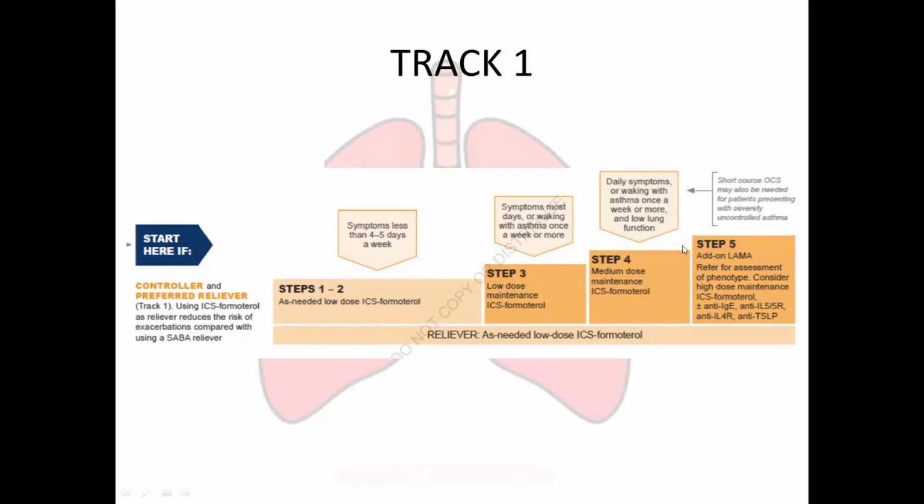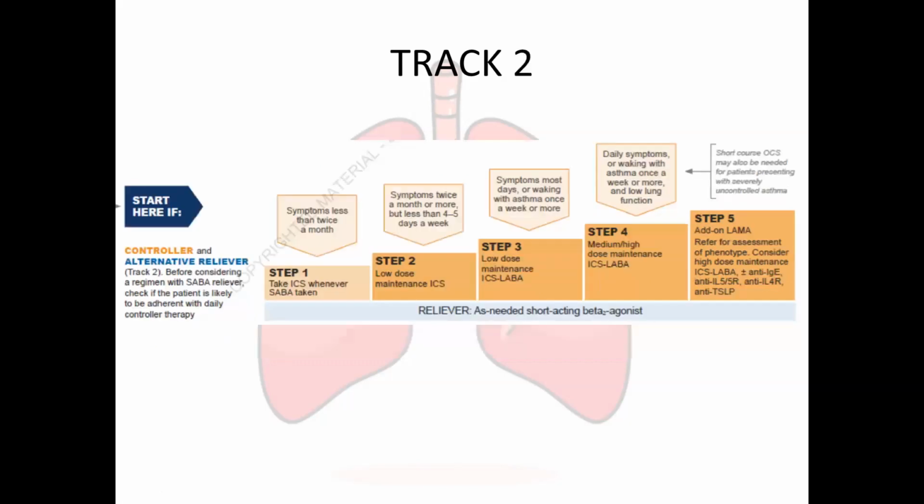Then in step 5, that is if the patient is refractory to treatment in step 4, you can consider a high dose inhaled corticosteroid-formoterol combination. Along with that, we can have add-ons like long-acting muscarinic antagonists like tiotropium, and also all these biologic agents like anti-IgE, like omalizumab, etc. So the reliever is as-needed low dose ICS-formoterol, and the maintenance therapy differs in each step depending on the severity and frequency of symptoms. I hope that is clear.